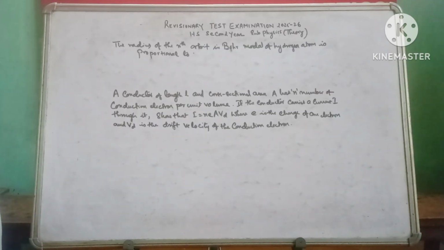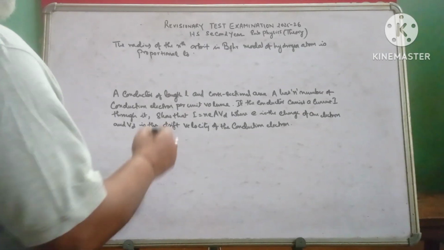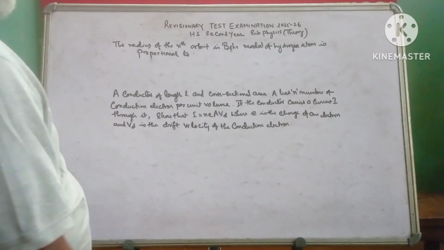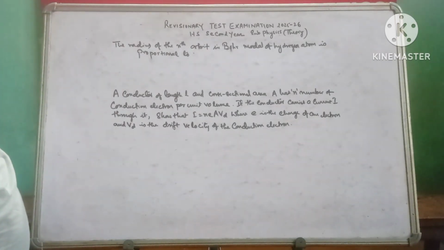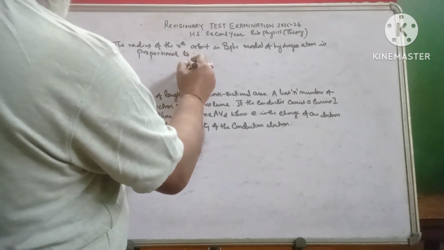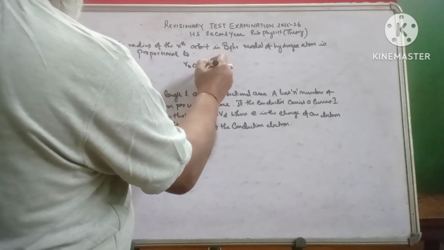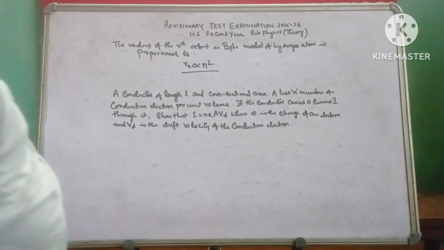Now here you see, this is a simple question. Radius of the nth orbit in Bohr model: your nth orbit Rn is proportional to n square.